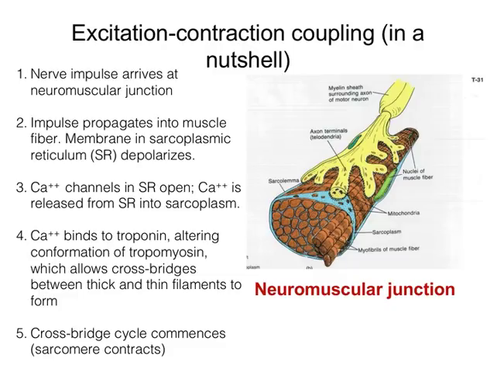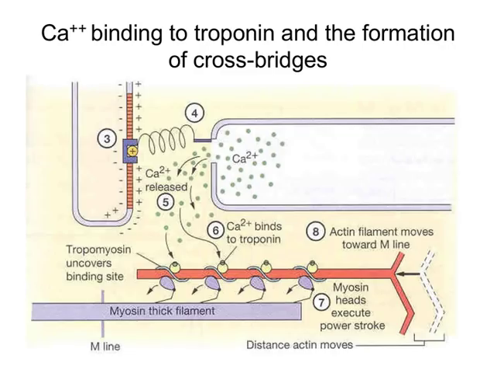Then calcium is going to bind to troponin, and what that's going to do, we'll see this in a second, is allow these thin and thick filaments to connect together and begin to crawl across each other, and thus change the length of the muscle.